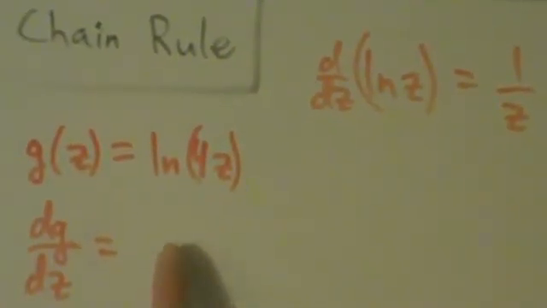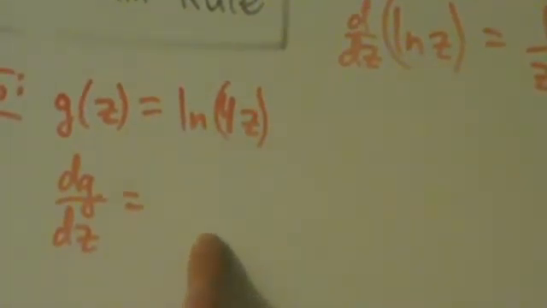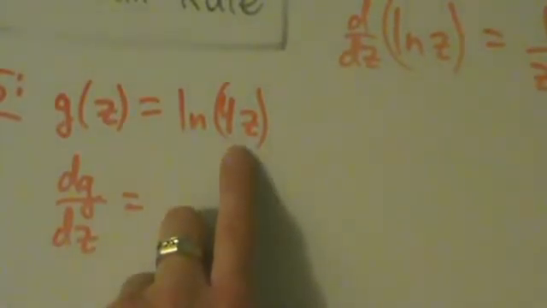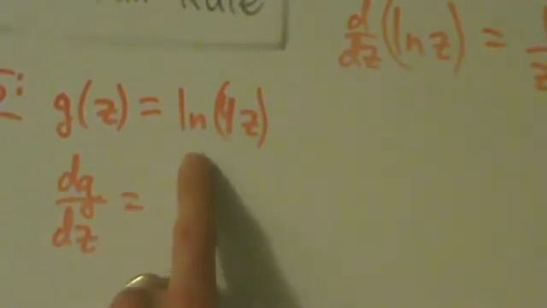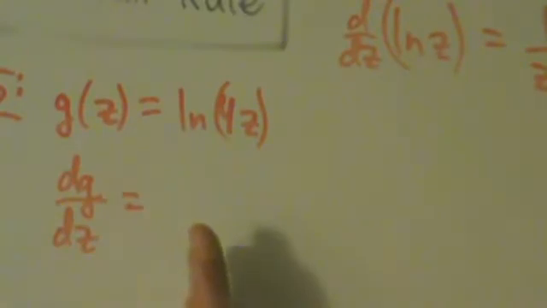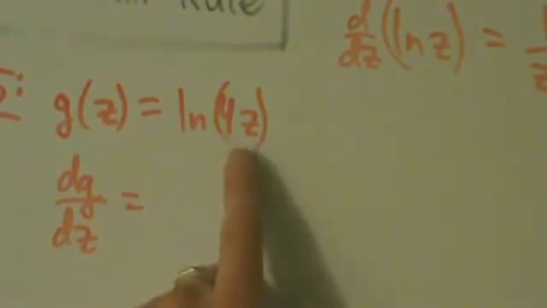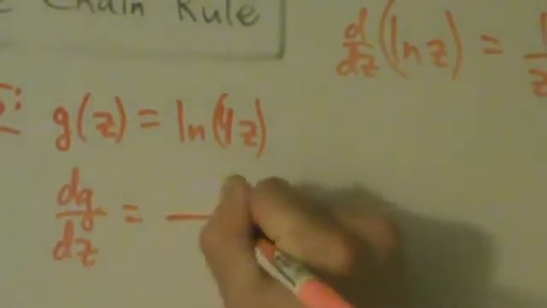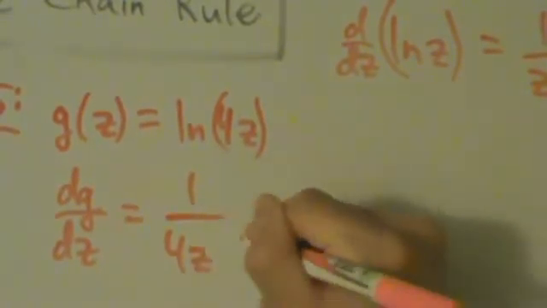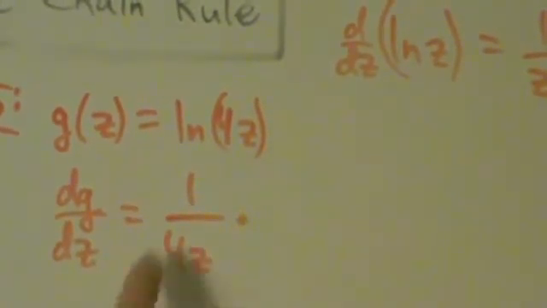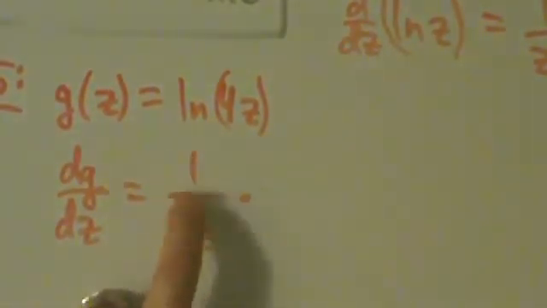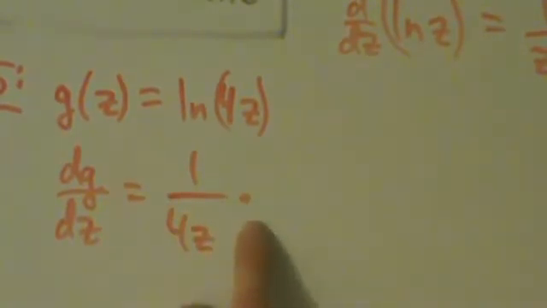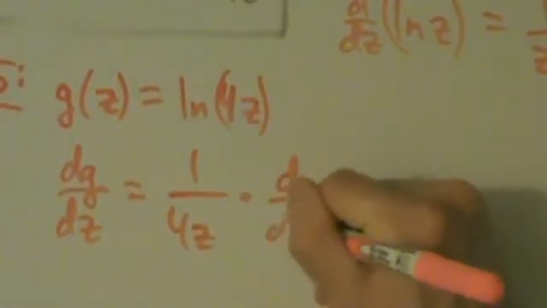So here the big guy is natural log, its derivative is 1 over z, but remember the chain rule says derivative of the big guy evaluated at the little guy. So the derivative of the big guy is 1 over z, but we're evaluating the derivative at the little guy, and the little guy is 4z. So this is actually going to be 1 over 4z, and this is the derivative of the big guy evaluated at the little guy, and now we multiply by the derivative of the little guy.